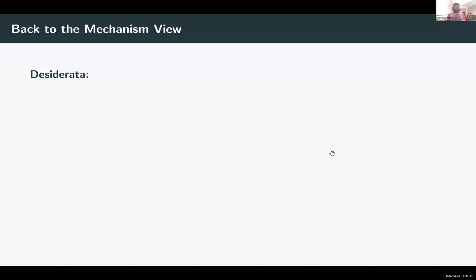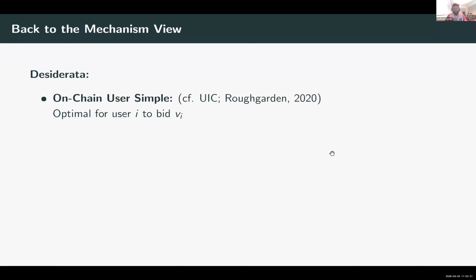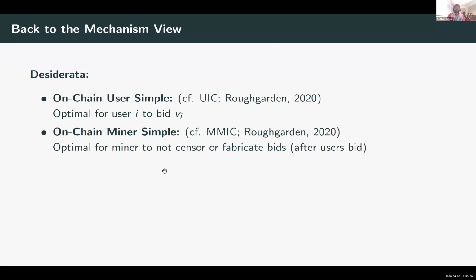For the remaining time, let's go back to the mechanism view of transaction fee mechanisms. So we'll go back to the desiderata view, starting with Tim's work. The first desideratum is on-chain user simplicity. As I mentioned before, this just says the user should just bid truthfully on chain. They shouldn't worry about whether they should halve their value or bid twice their value and so on.